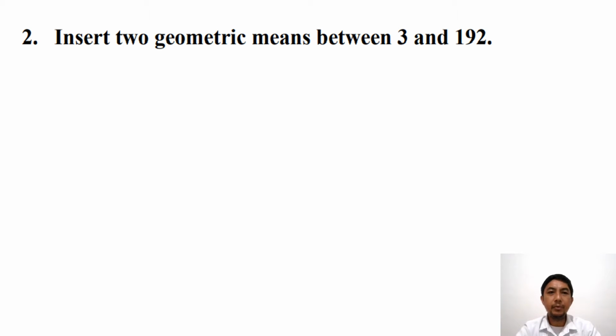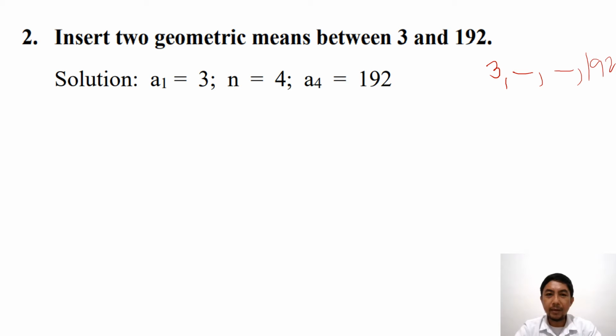Okay, example number 2. Insert two geometric means between 3 and 192. It means that we are going to insert two terms between 3 and 192. So if you notice, we have four terms all in all. We can represent a sub 1 as 3 because the first term here is 3. The number of terms, as I've said, is four, and the last term is 192.